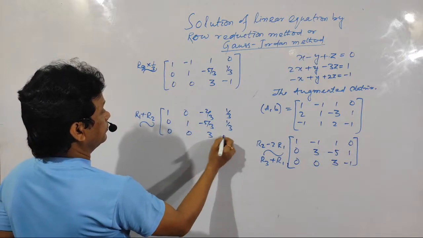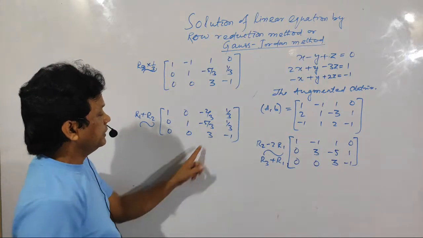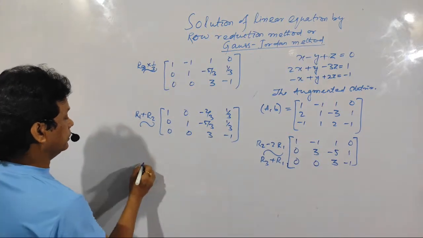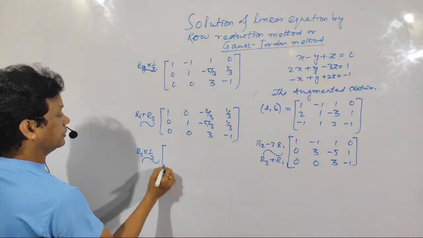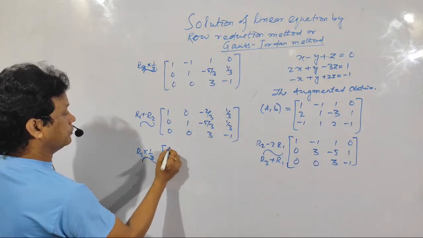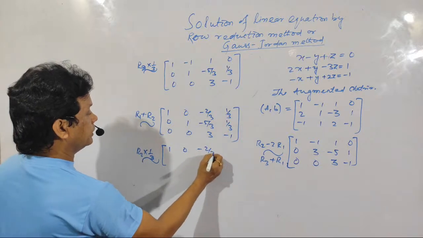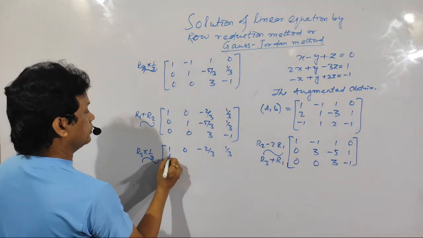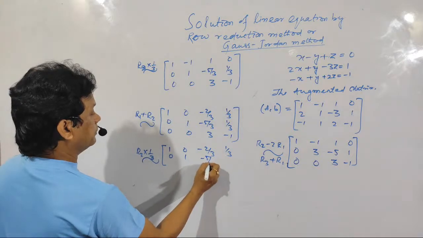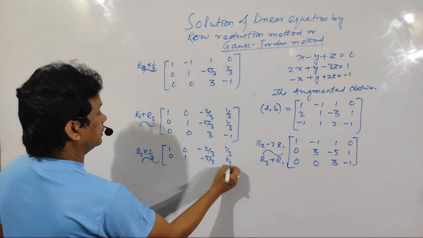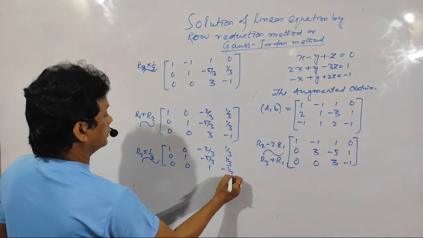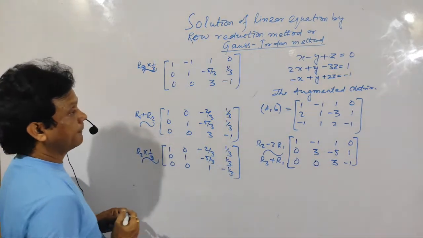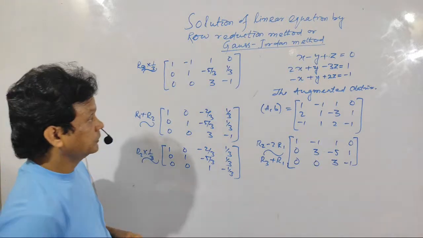0, 3, minus 1. Now you have to divide 3 here in order to make this one 1. So R3 into 1 by 3. Here this is 1, 0, minus 2 by 3. It is 1 by 3. This is 0, 1, minus 5 by 3. This is 1 by 3. This part is 0, 0, 1, minus 1 by 3. Clear? So now, let us write here.